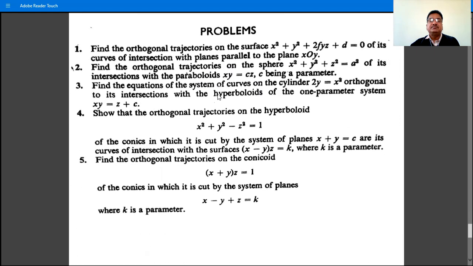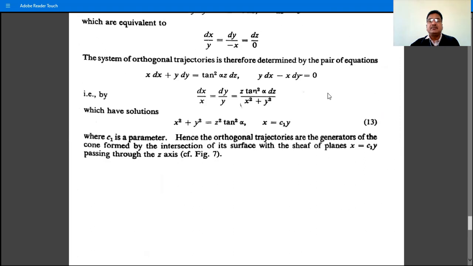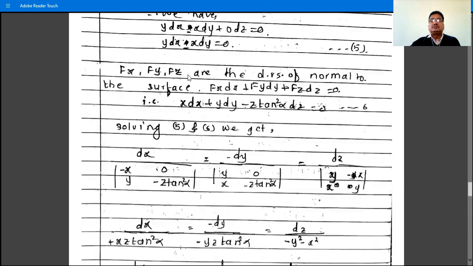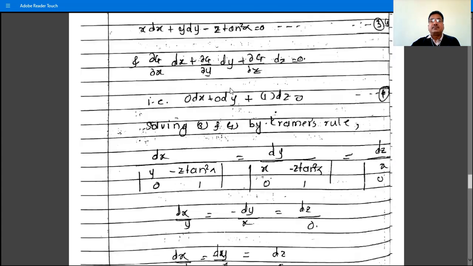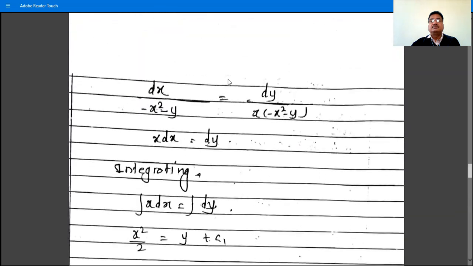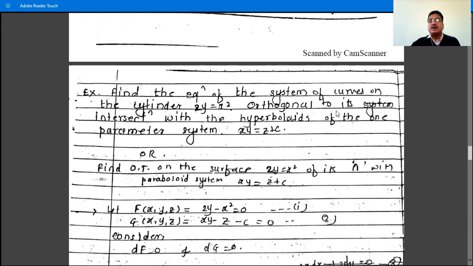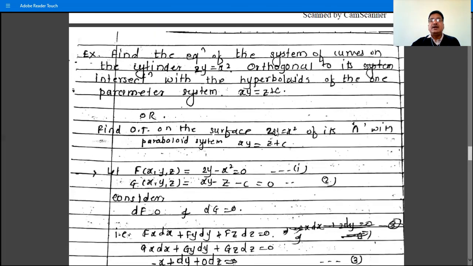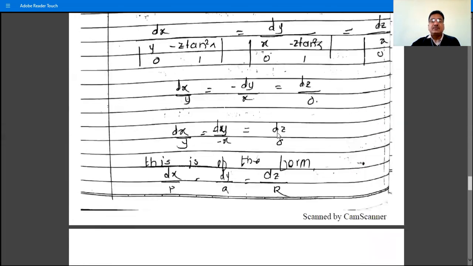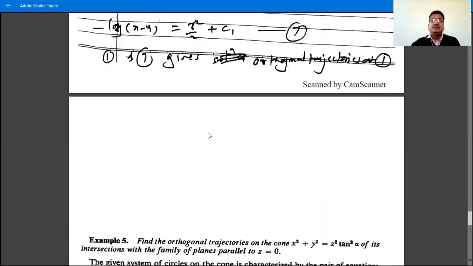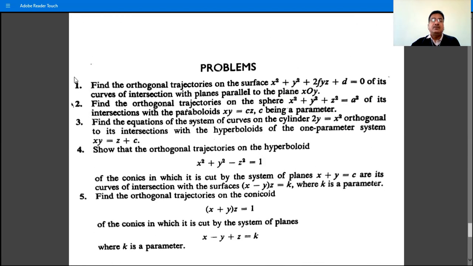So in this example, 2y is equal to x square, orthogonal to its intersection with the hyperboloid xy is equal to z plus c. So already the answer of 3 is given in this discussion. So only solve problem number 1 and 2.